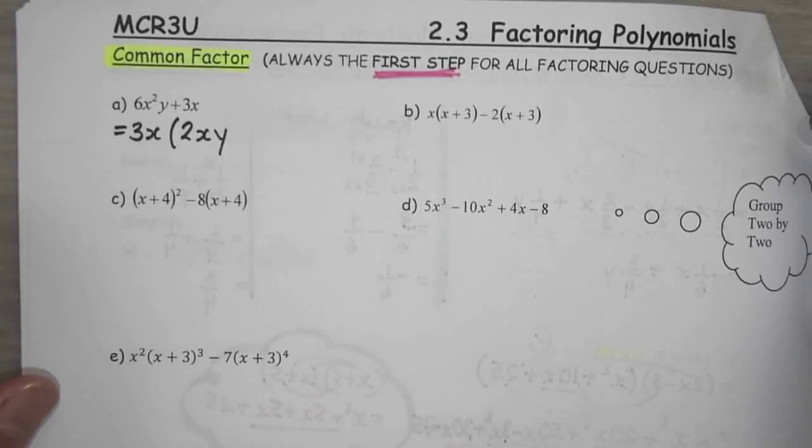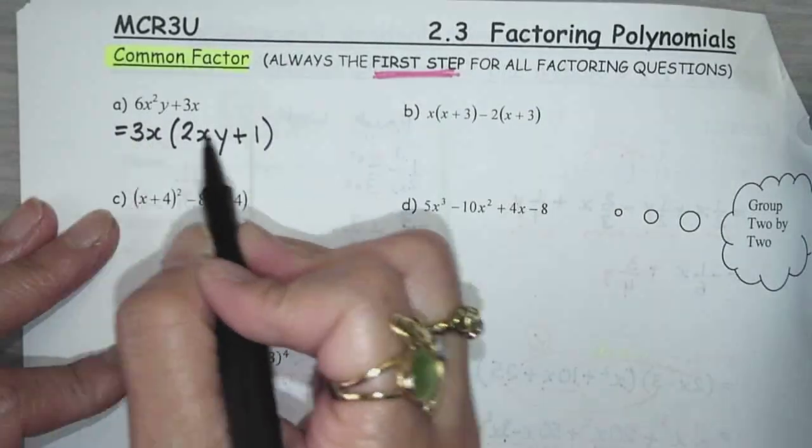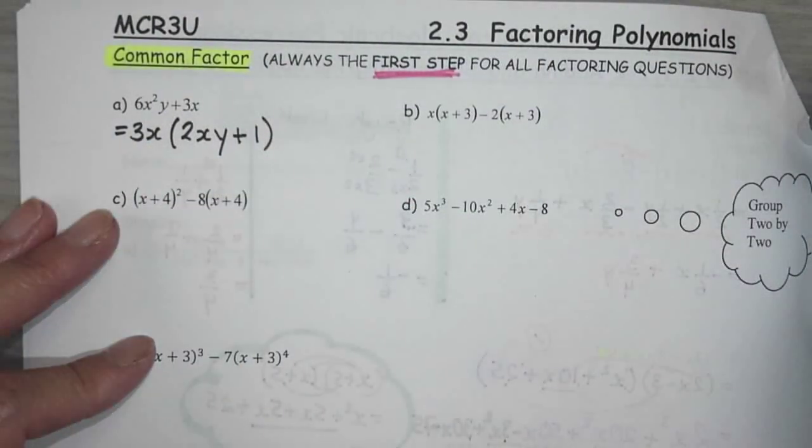What do we do for nothing, though? Don't put 0. Plus 1, yeah, so plus 1 to represent that 3x times 1 got me my 3x. Right, so it's all gone, so it's a 1.